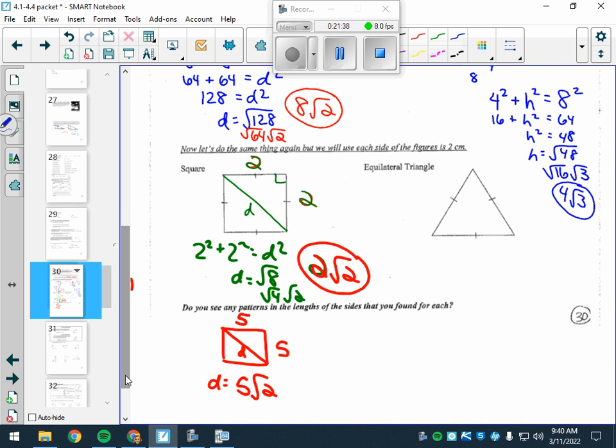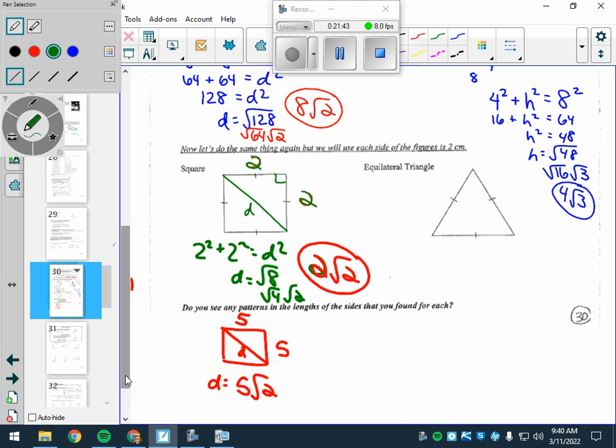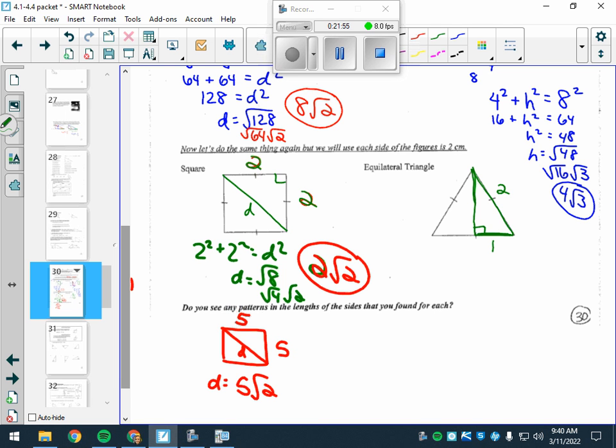All right, let's try that again. This equilateral triangle, again, we're going to split it in half. Each side of the equilateral triangle is 2. So what's this side down here? 1. And we're still looking for h. 60, 30. Okay, so we've got 1 squared plus h squared equals 2 squared. 1 plus h squared equals 4. H equals the square root of 3.